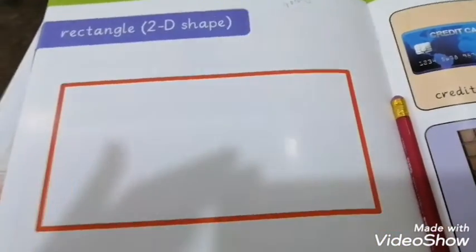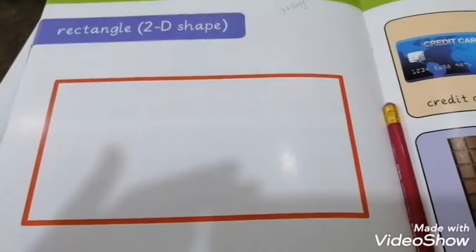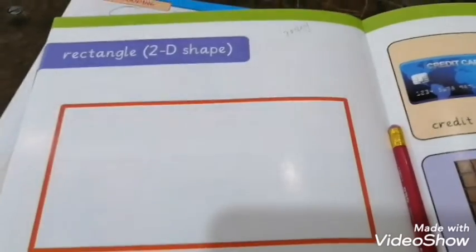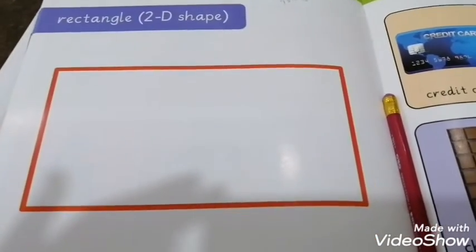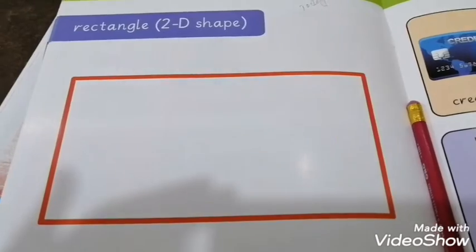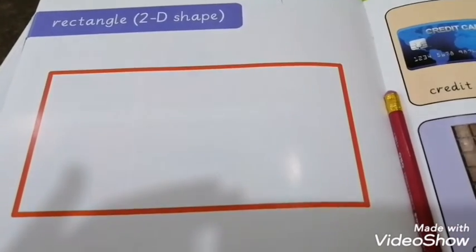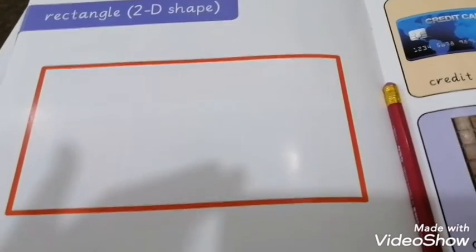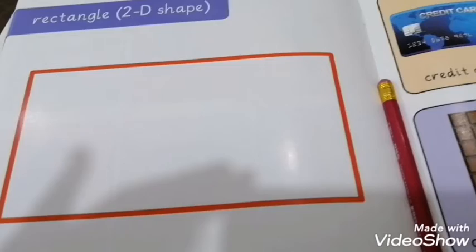Let's move towards our lesson. Today our lesson is rectangle. Look at the shape. It has 4 faces. Can you see? This picture has resemblance with a square, but there is something different. Now all of you think, what's the difference here?